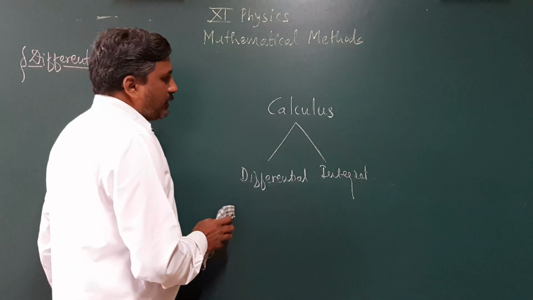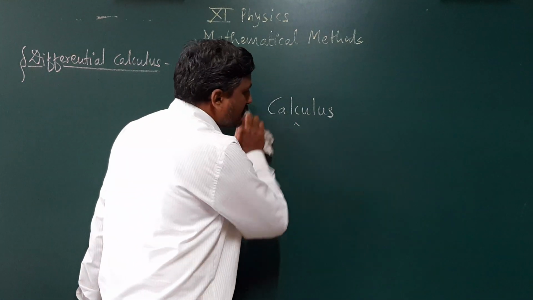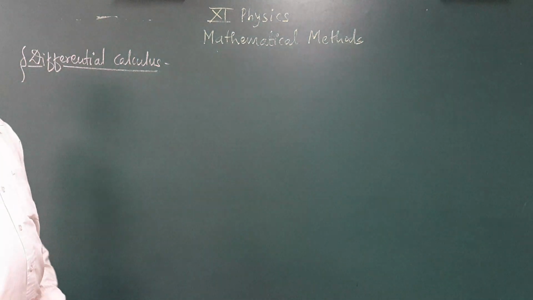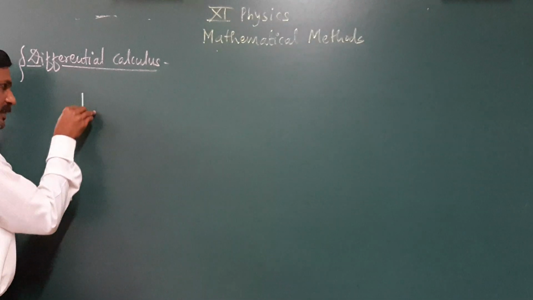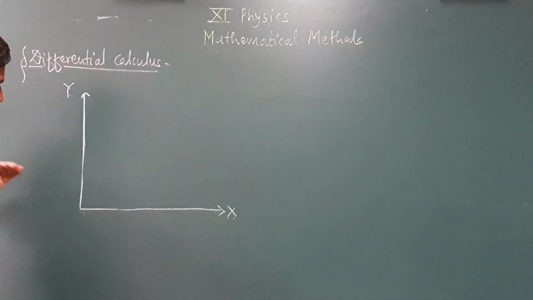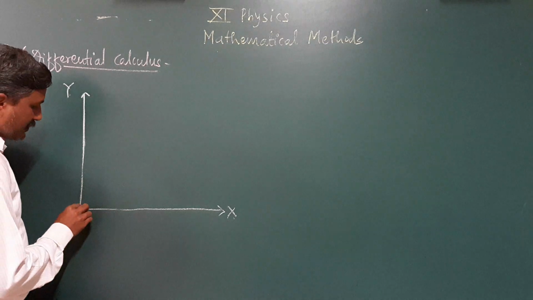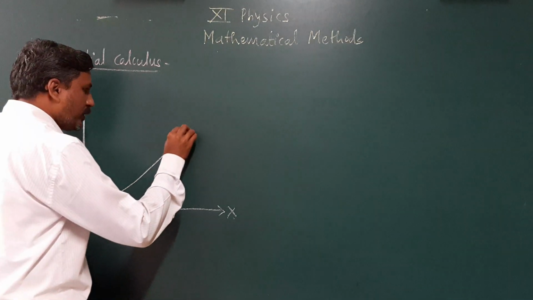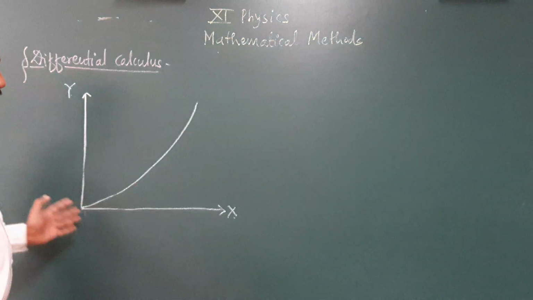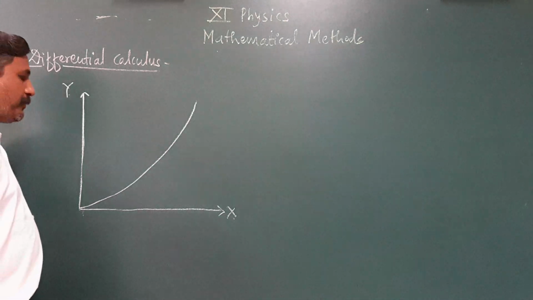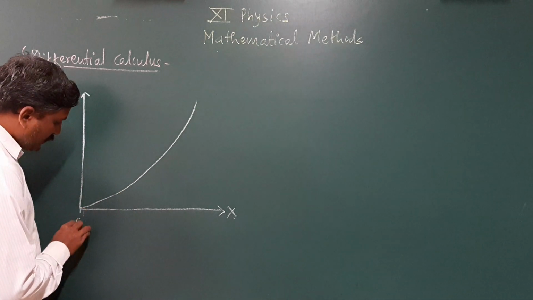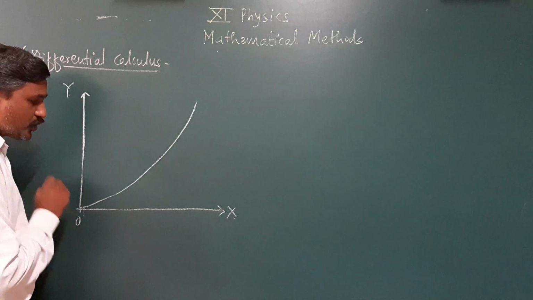Out of that calculus, the first part we see is differential calculus. There are two physical quantities along the x and y axis. Let this be my x axis and this be my y axis. As the value on the x axis increases, the value on the y axis also increases. So the nature of the graph will look like this. This is a curved nature. Now this is 0, and on the y axis this value is also 0.